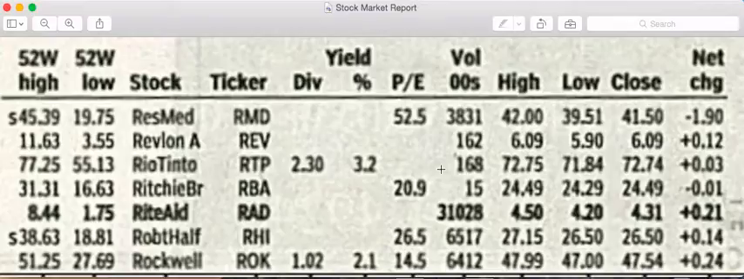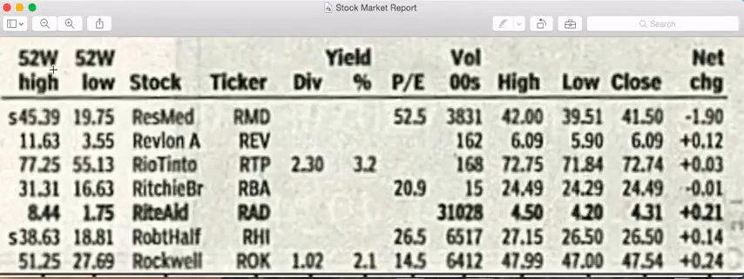So what you have in front of you is a stock market report. And in this one, it has information about a stock. As we can see, here are the names of the stocks. Obviously it's in alphabetical order, so these are in the R's right now. So if we focus on Rockwell, let's focus on that one for this example.